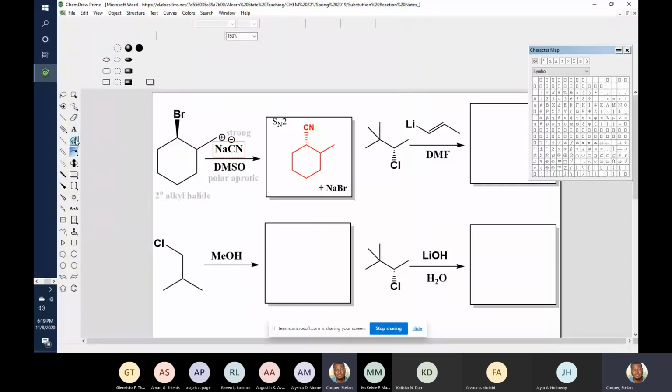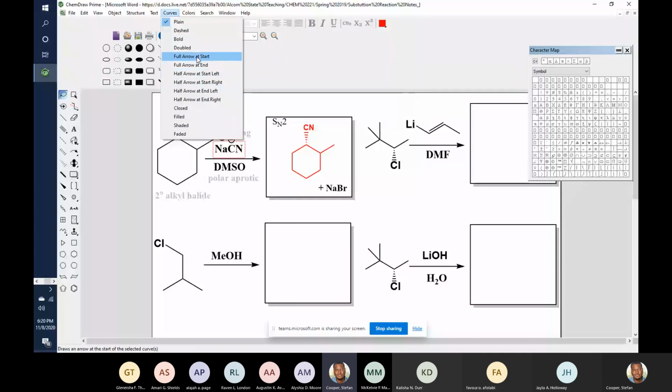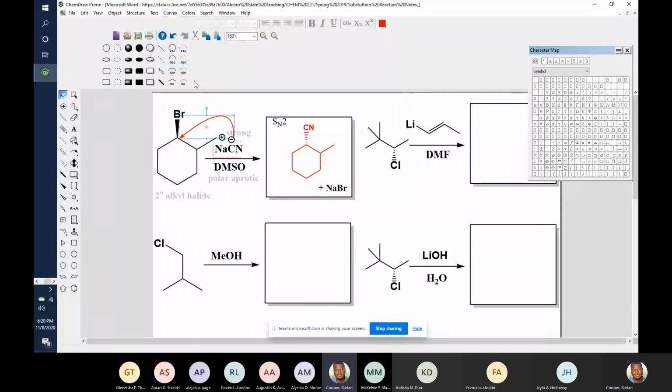I'm going to draw my own arrows. All right, the nucleophile is going to attack that carbon. And then the leaving group is going to leave.